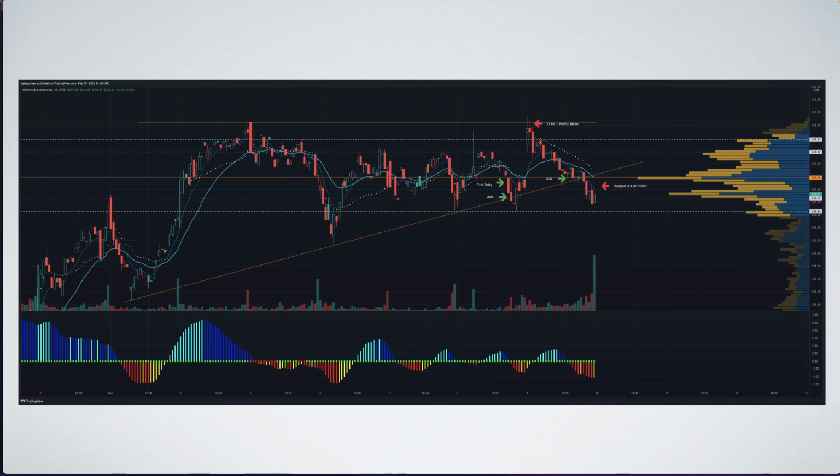So this is what volume profile looks like on a chart. You've all seen it because we all have it up, but this is a good example. You have a value area high, a value area low, and then you have the point of control, which is the largest piece of volume in that area.